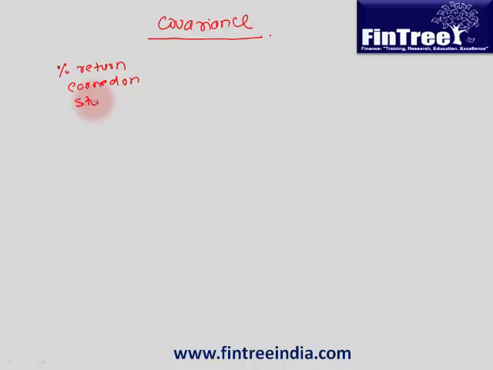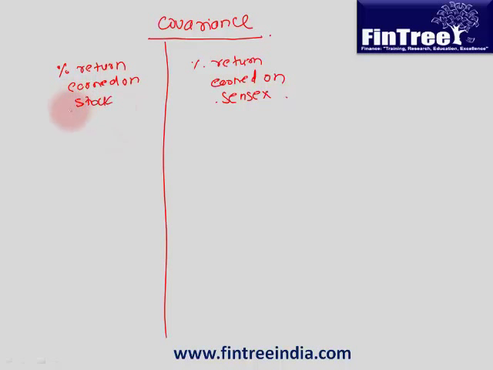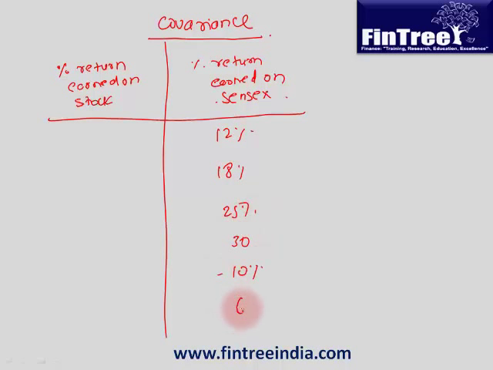For example, let us say the relationship we want to study is the percentage return earned on a stock and the percentage return earned on Sensex or a broad market index. Let us say we are looking at some blue chip stock and we take data for the last 6 years. In the first year Sensex grew by 12%, then 18%, let's say 25, 30, minus 10% and 6%. How many values? 6 values.